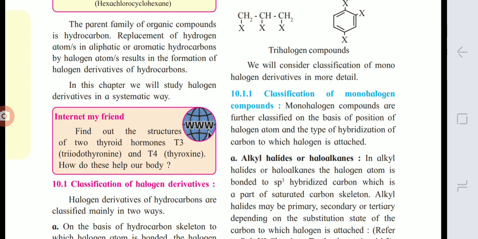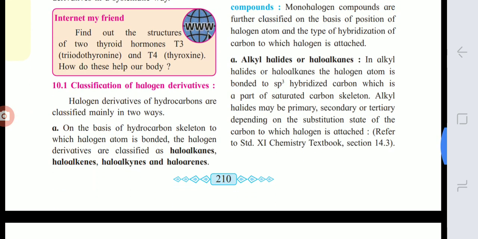Here we have to discuss the monohalogen derivative in detail, and see the classification of that monohalogen derivative. It is also known as alkyl halide because we replace only one hydrogen from an alkane. So the group is called alkyl, and the functional group is halide. That's why the name is alkyl halide. According to IUPAC nomenclature, the name is haloalkanes.